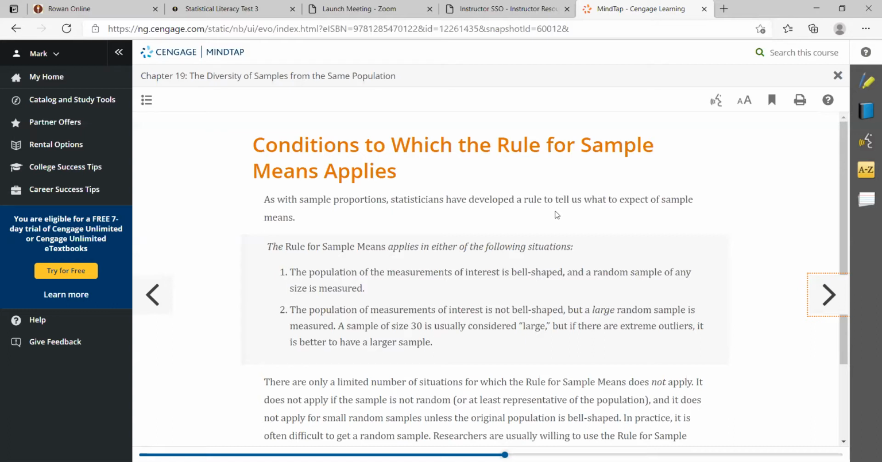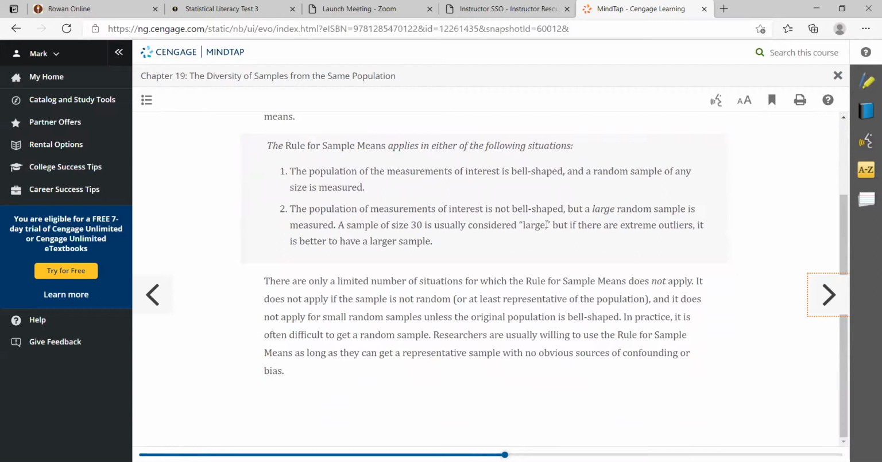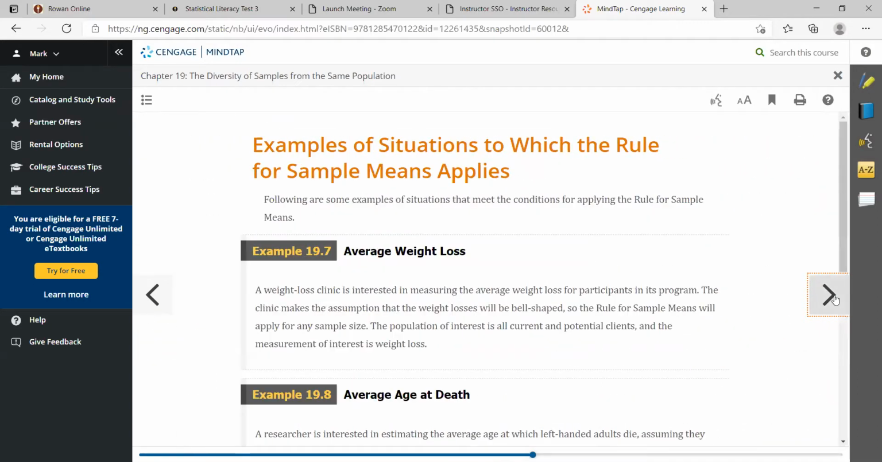Okay, does that make sense? So if the population is not bell-shaped, or there's nothing said about it, so we have to assume it's not bell-shaped, then the sample size must be at least 30 to use this rule. I'm mentioning this because this is something that could show up on your test, not in these words, by the way, but it could be a scenario that is asking you to look at this. So make sure that you look at chapter 19 very carefully. All right, that's my point.